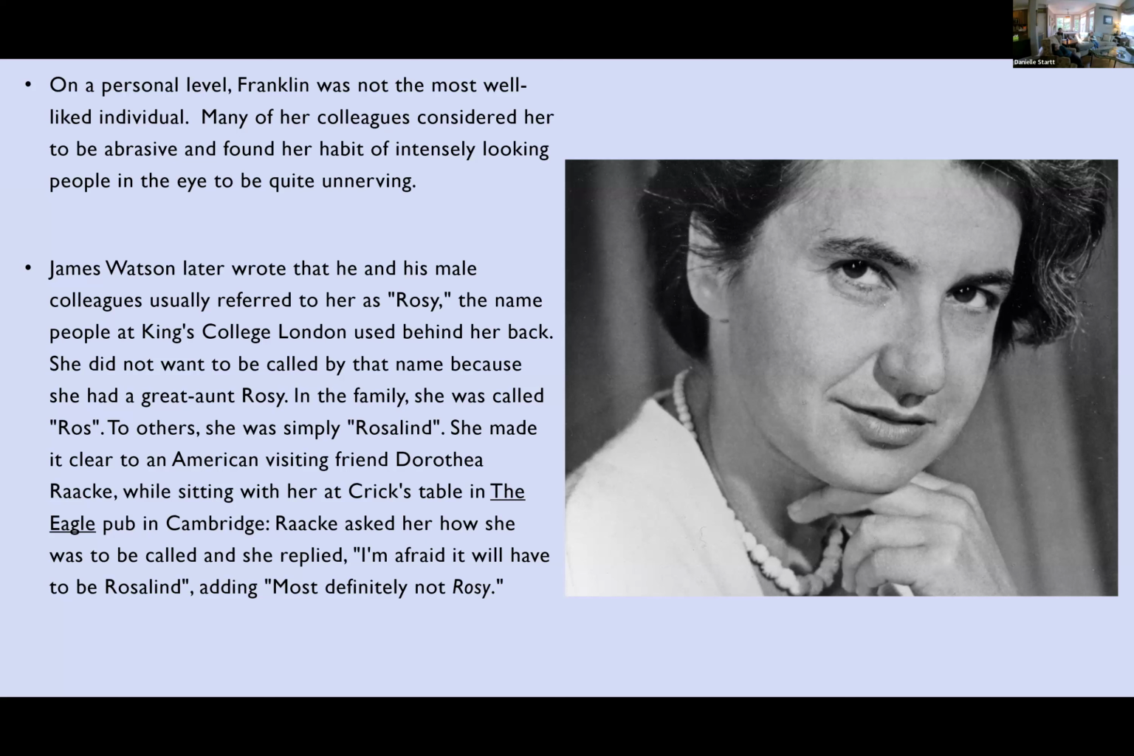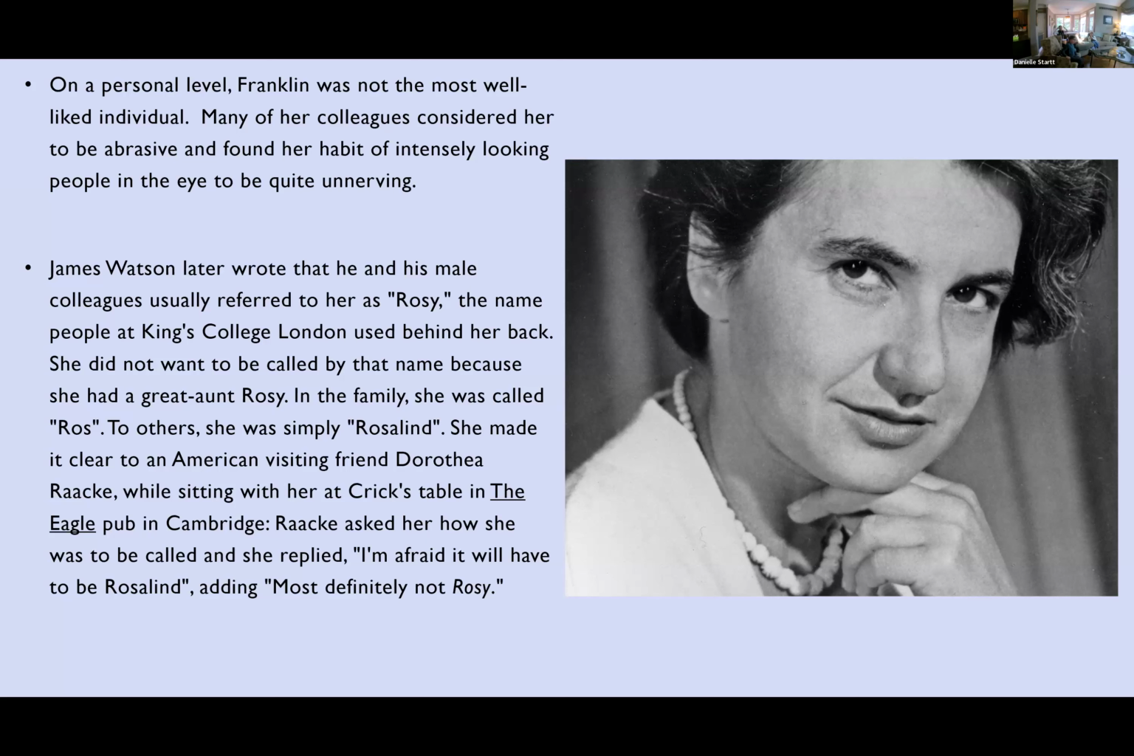And she didn't want to be called by that name because she had a great aunt named Rosie, and she didn't particularly like that great aunt, I don't think. And in the family, she was called Roz. So sometimes her family members would call her Roz instead of Rosalind, but nobody called her Rosie. And she didn't like that name, so they used it behind her back because they didn't like her. So it's kind of a way of being mean about her behind her back.